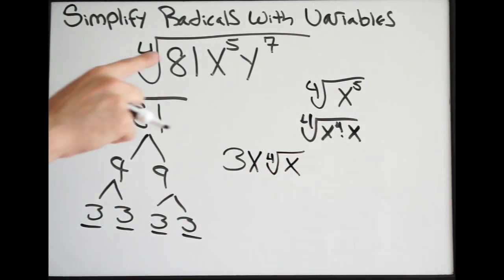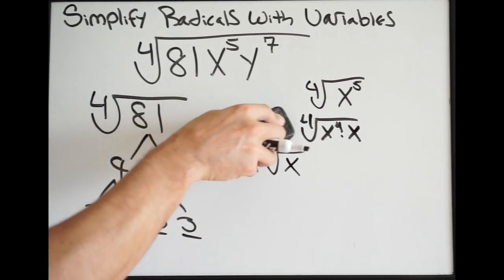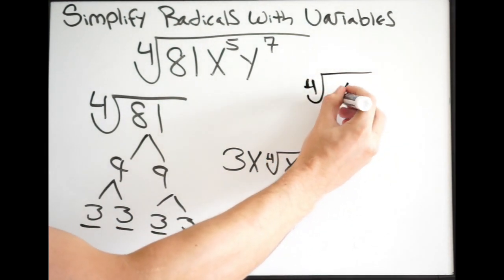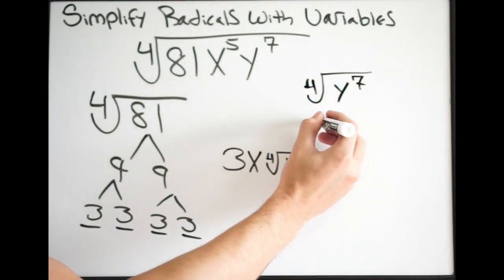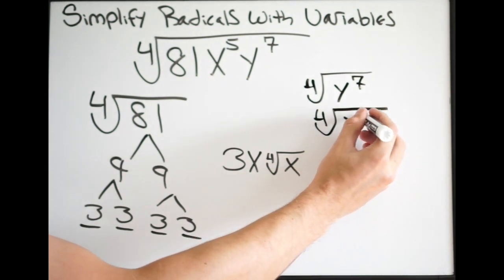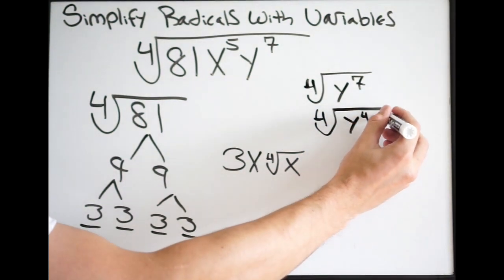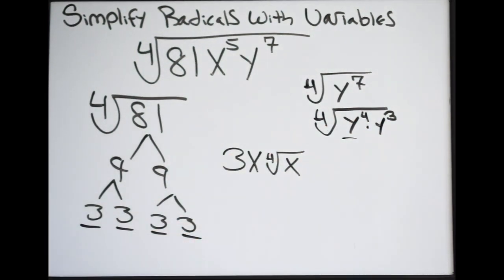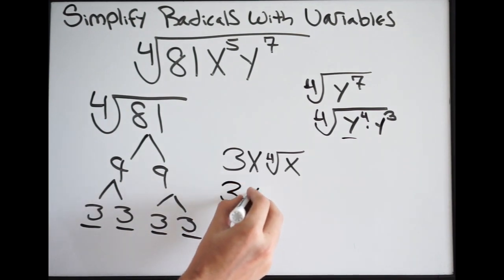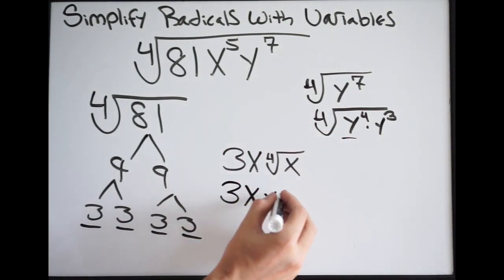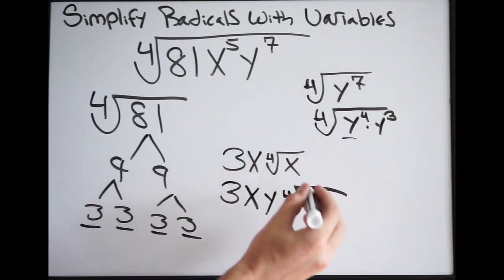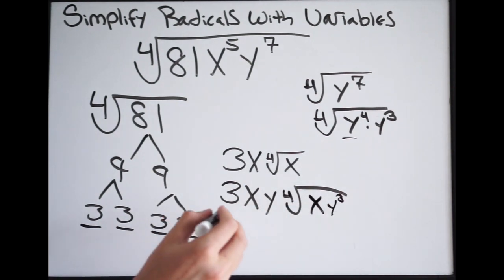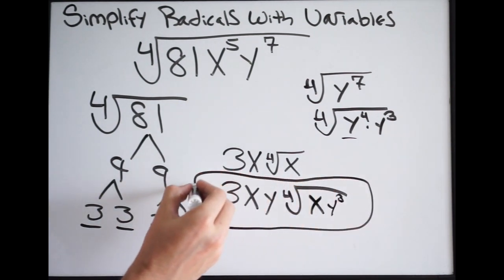Okay? Let's work on y to the seventh now. Let's erase this. So we have the fourth root of y to the seventh. Let's go ahead and rewrite this. So the fourth root of y to the fourth times y to the third. Okay? So this can come out, but this needs to stay behind. So we have 3x, remember this comes out, y. Then we have the fourth root of x, and this is staying behind, y to the third. Okay? This here is going to be our final answer.